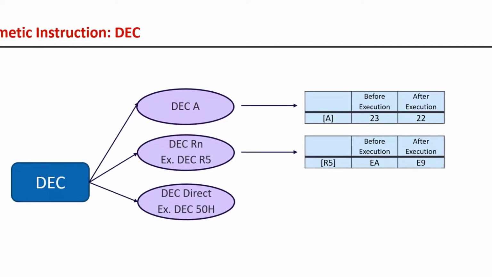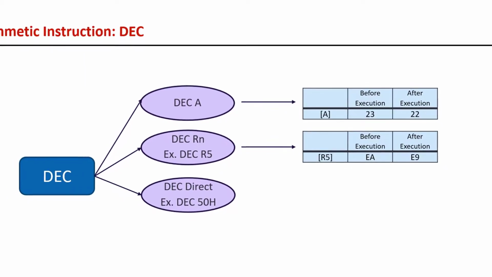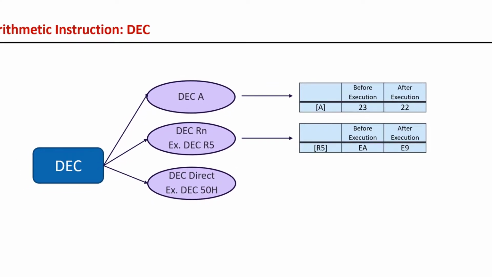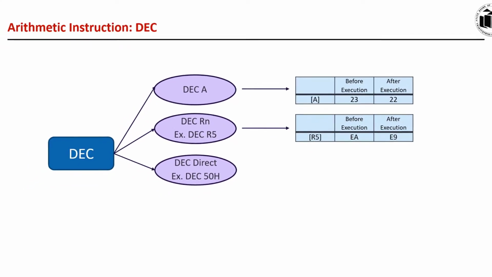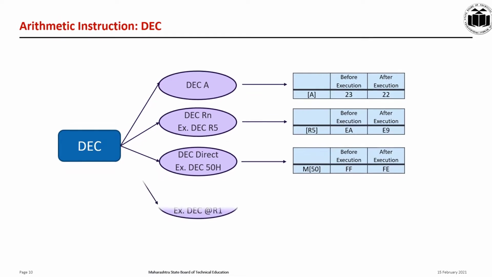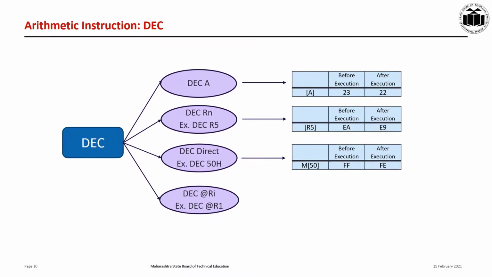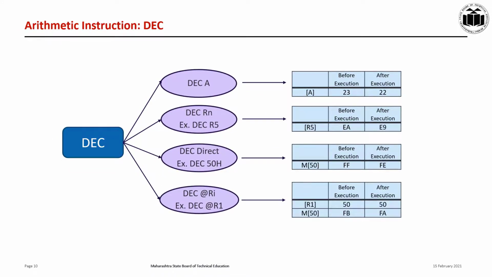DEC direct. This instruction decrements the content of direct internal memory location given in the instruction by 1. DEC @Ri. This instruction decrements the content of internal memory location pointed by Ri by 1.